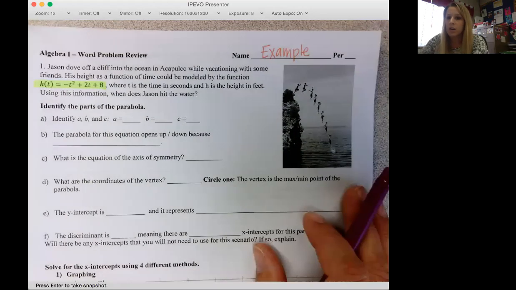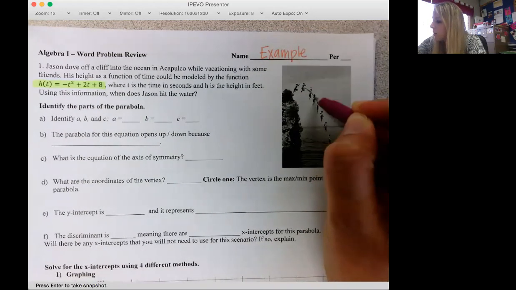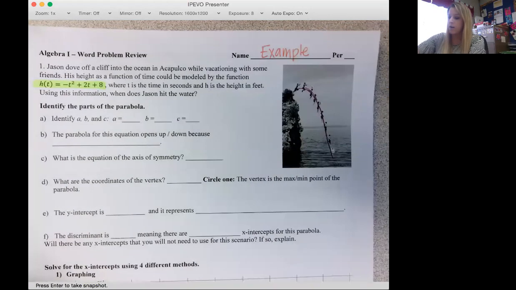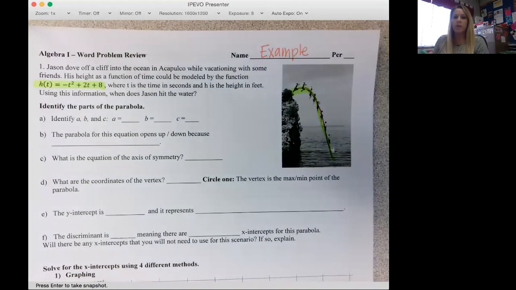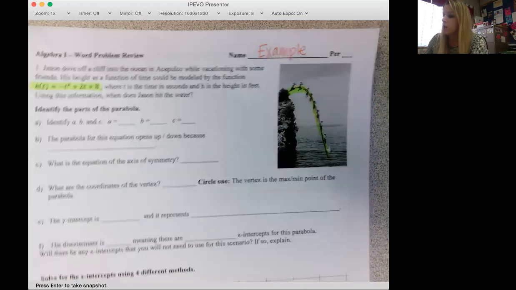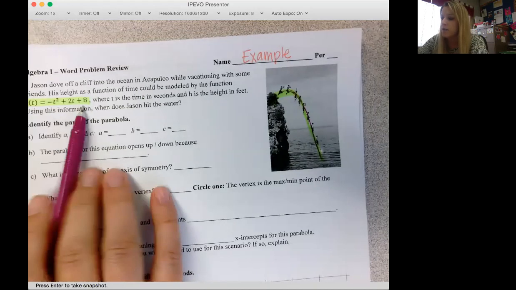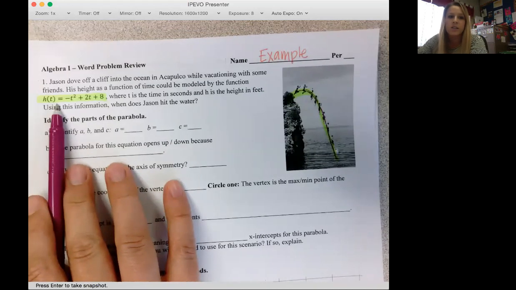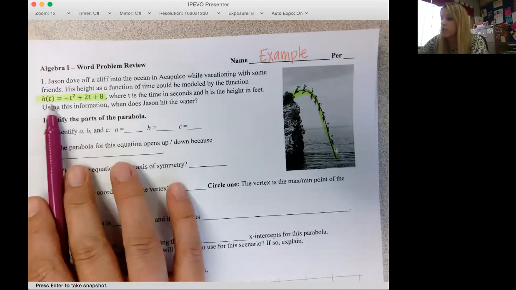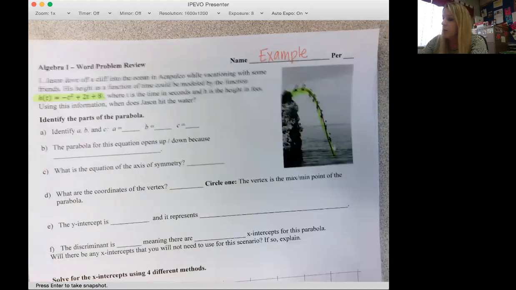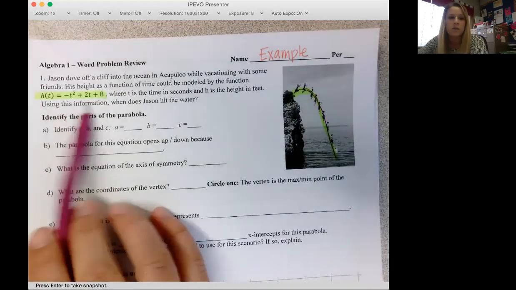Okay, so if we look here on the right, there's also a picture that represents the flow of what Jason is doing. So here is a little bit of a parabola. You'll notice that it's just a piece of the parabola because he's starting off on the cliff and then he's going to jump up a little bit and then he'll fall to the water. Okay, so this is already our equation. It says here t is time and h is height. You can always change that to x and y if you want to, but for our purposes of graphing, we could keep it the same.